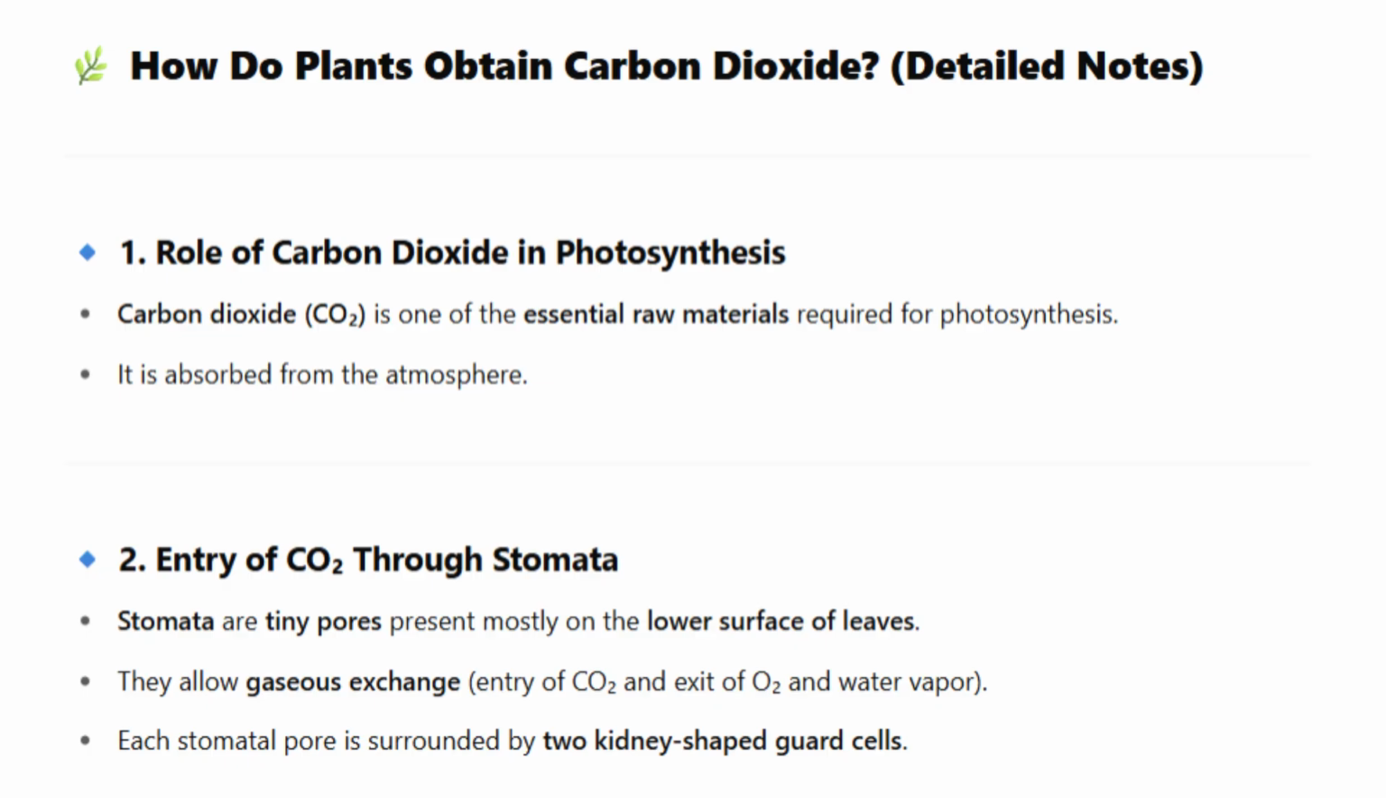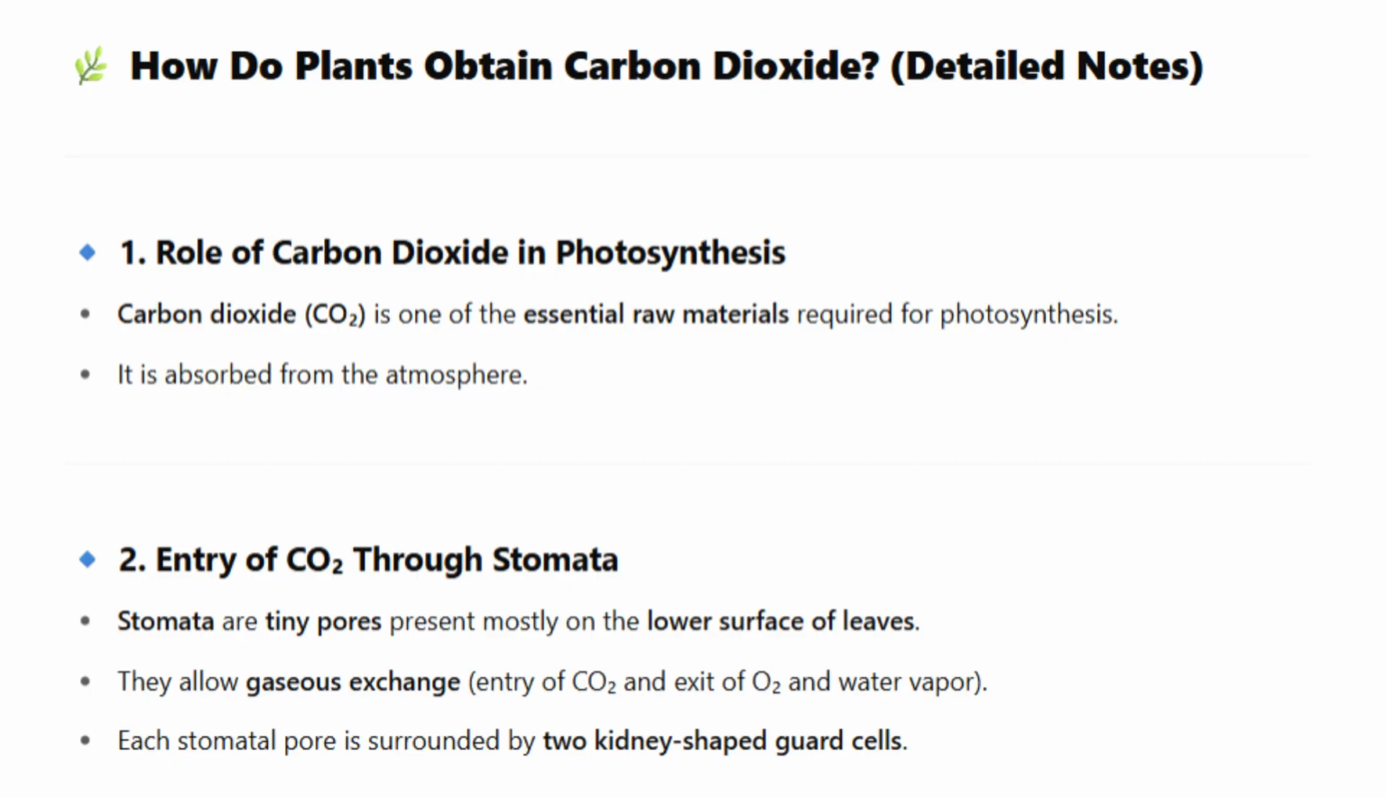How do plants obtain carbon dioxide? Detailed notes. 1. Role of carbon dioxide in photosynthesis. Carbon dioxide, CO2, is one of the essential raw materials required for photosynthesis. It is absorbed from the atmosphere. 2. Entry of CO2 through stomata. Stomata are tiny pores present mostly on the lower surface of leaves. They allow gaseous exchange: entry of CO2 and exit of O2 and water vapor.